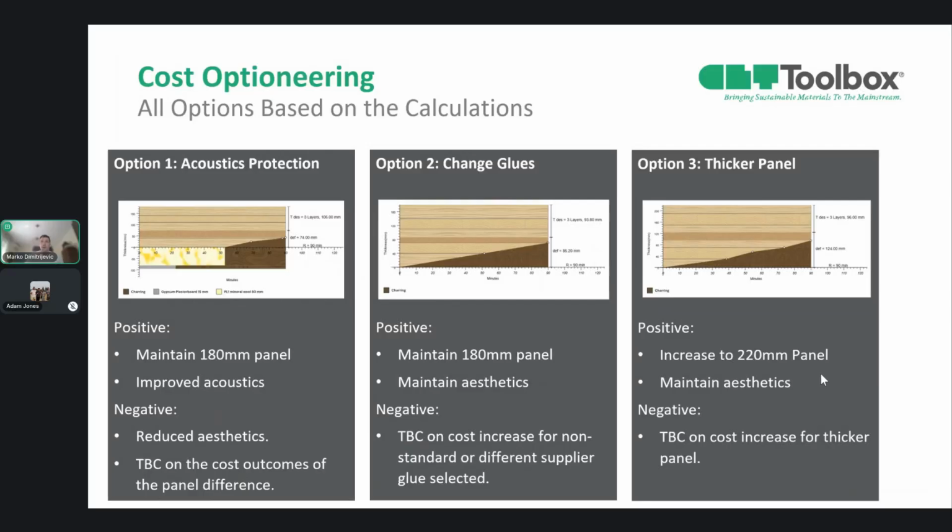And option 3 is just simply increasing the panel. So the aesthetics remain the same glue. So we're using the standard panels, but in this case, we're using additional timber. So this is probably the worst case scenario in terms of increasing the total build-up dimension.